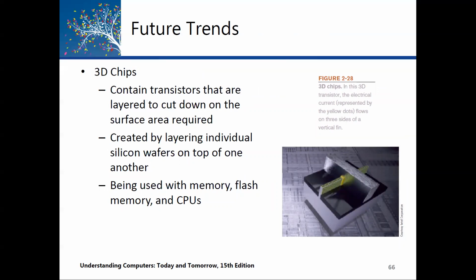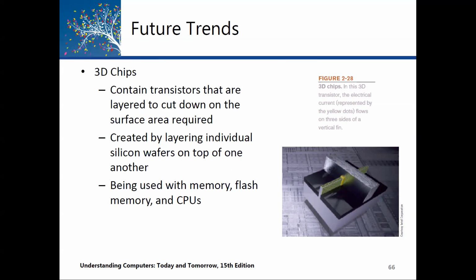Another future trend is 3D chips. 3D chips contain transistors that are layered to cut down on the surface area required. In today's CPU or chip, all the transistors are placed on one surface and more space is occupied. Instead of this, we are having multi-story transistors in a 3D fashion.